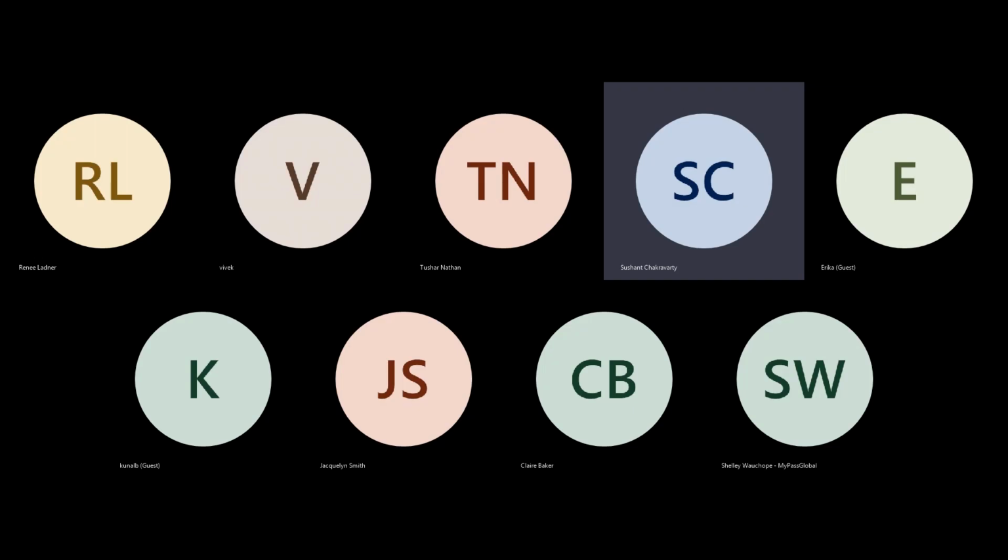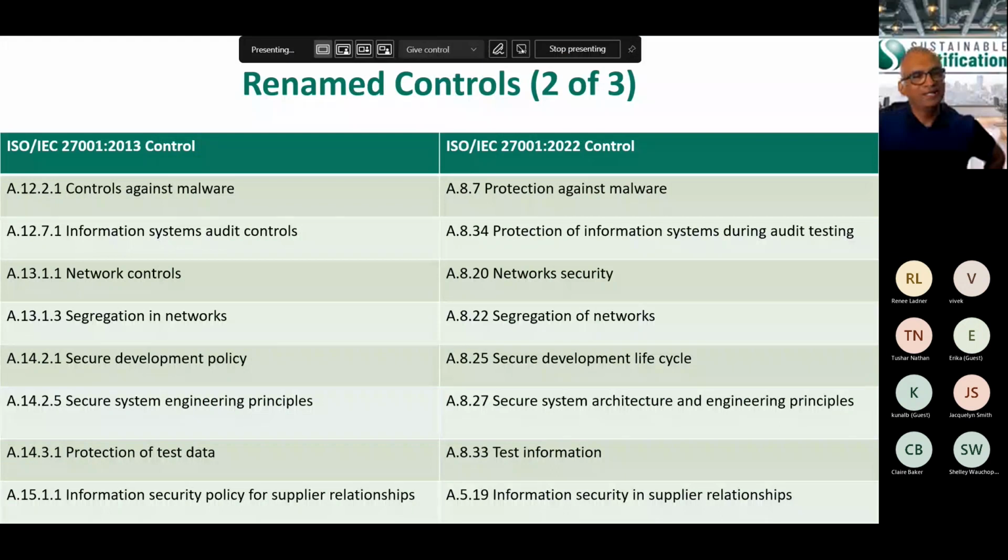So a small change here also. Security development policy is now secure development life cycle. Secure engineering, system engineering principle is now secure system architecture and engineering principle, because architectural design is also an integral part of the secure system, and that's why that term has been added.